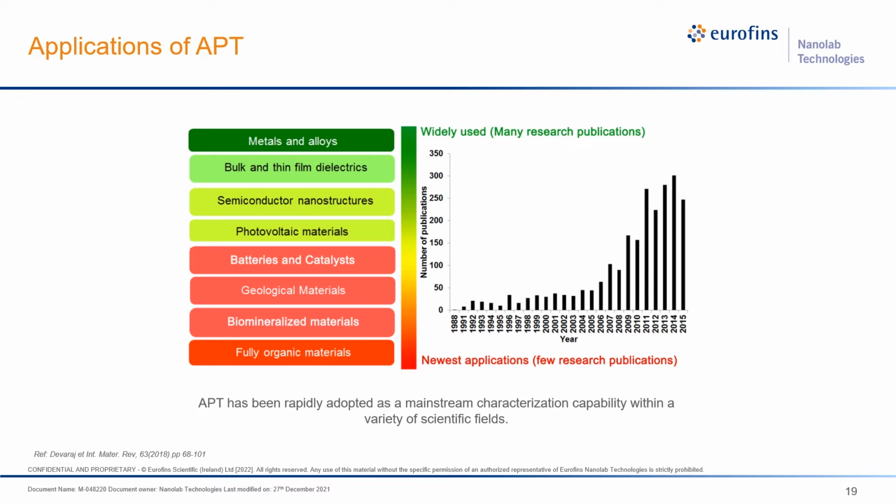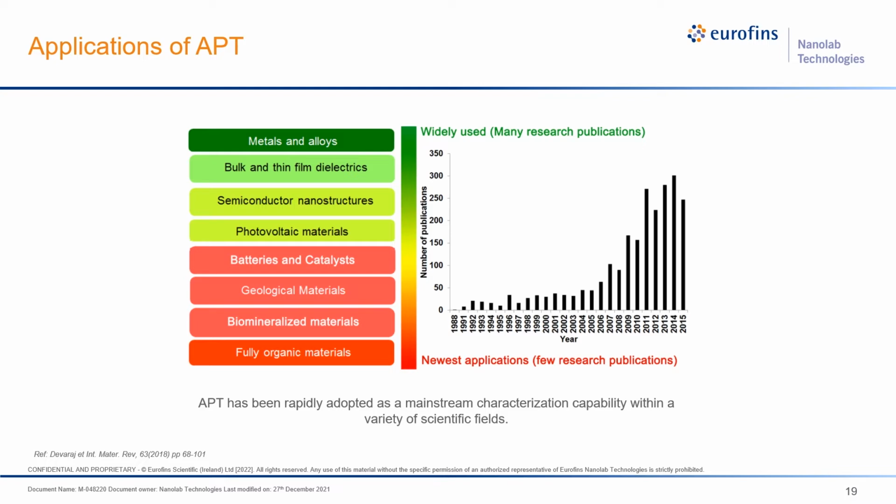So while atom probe tomography was primarily investigated and developed for metallic-based systems, there was a very easy and quick adoption of bulk and thin film dielectric as well as semiconductor-based samples for this technique. But over time, there have been novel applications such as batteries, geological materials, biomineralized materials, as well as fully organic materials such as ferritin molecules.